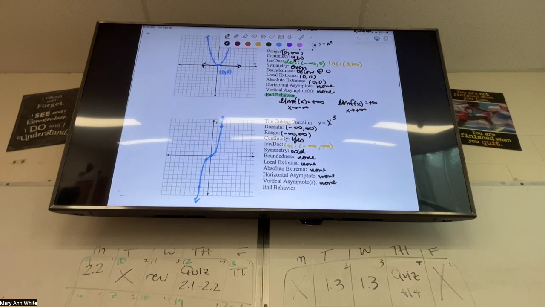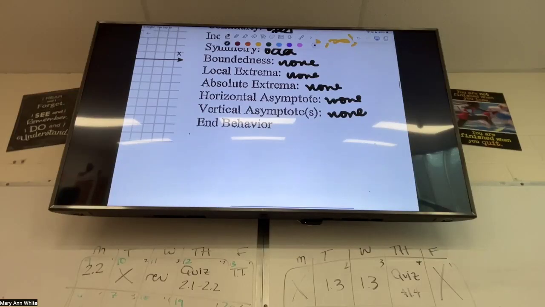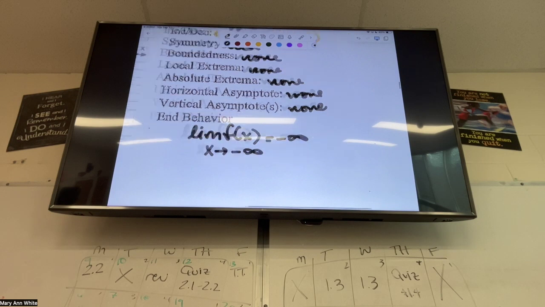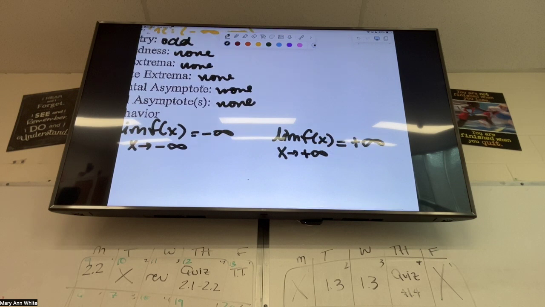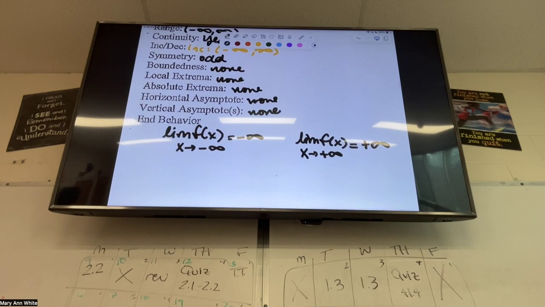Cubing function, is that one like identity or is it like squaring? It's like identity. It's the exact same thing as identity. So I don't even have to look at my graph this time. I say limit of my function as x approaches negative infinity. I know it started by going low, going to negative infinity. Same thing, limit of my function as x approaches positive infinity. It's going up, it'll be positive infinity. So go ahead, flip your paper.